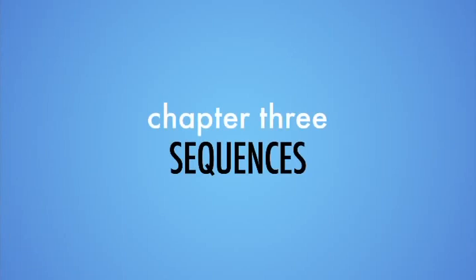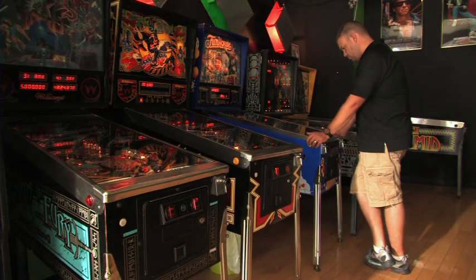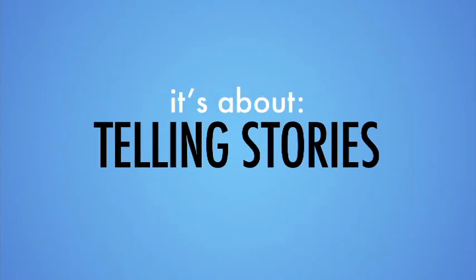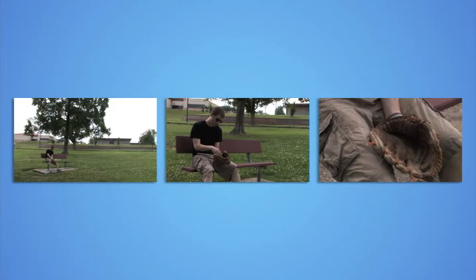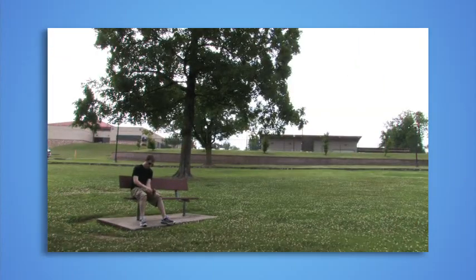You just learned about the three basic types of shots: wide, medium, and tight. Now we're going to talk about how you use them in your video. Let's remember, video is about telling stories. It's not about just getting shots, it's about getting shots that are connected. And when you show them in order, they tell a story that makes sense.